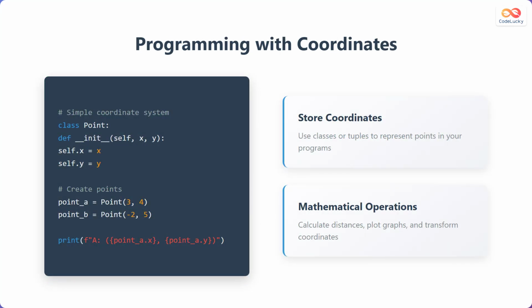Coordinate systems are fundamental to programming and computer science. You can store coordinates using classes or tuples to represent points in your programs. You can perform mathematical operations on these coordinates, such as calculating distances, plotting graphs, and transforming coordinates. Here is an example Python code. We define a class called Point with an x and y coordinate. Then we create 2 points, point A and point B, and print the coordinates of point A.